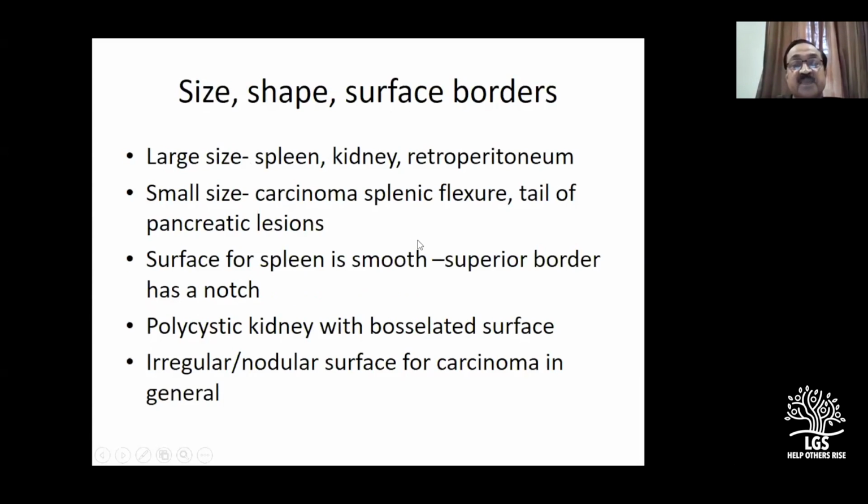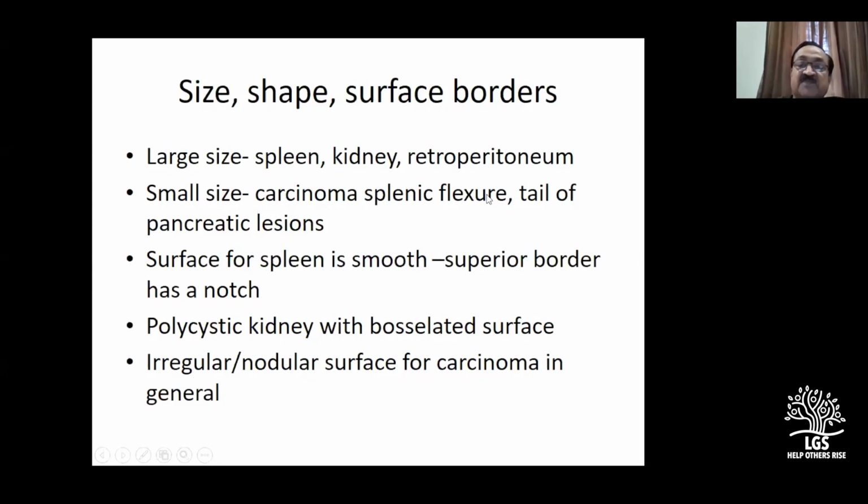Right. So now you are done with the tenderness. Then you are going to ask for the size, large or small, and the surface. Polycystic kidney is the one which has a bosselated surface. Again, next class. The surface of the spleen in most cases of splenomegaly we find is smooth. Maybe in hematological malignancies there may be some irregularity.